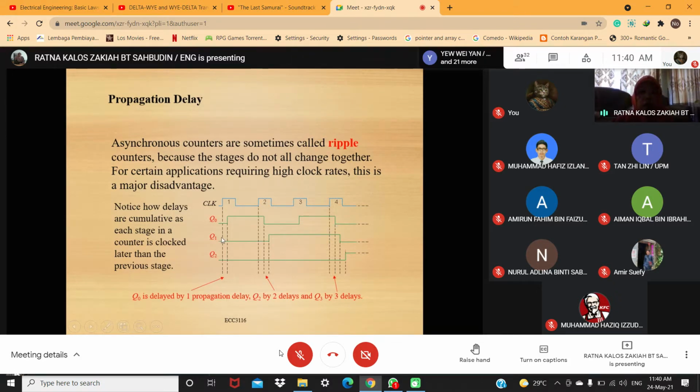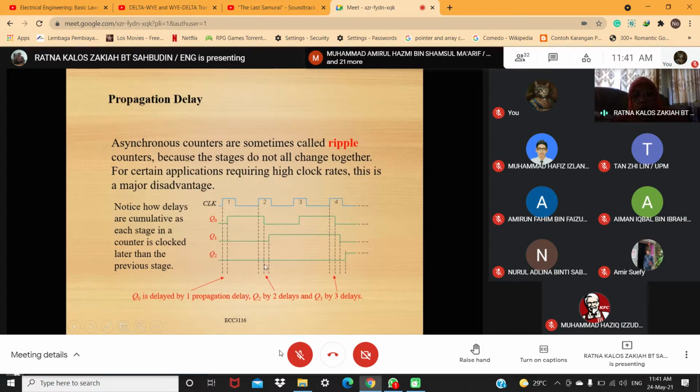And then look at the second stage. Because the second stage, the clock comes from Q naught, or Q naught bar, you have a delay here. You see here, this is Q naught, and then Q1 is here, so you have a delay here. And then for the third stage, the clock refers to Q1. So this Q1 is already delayed, and now you have some more delay.